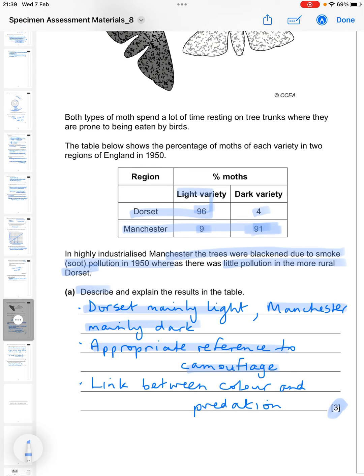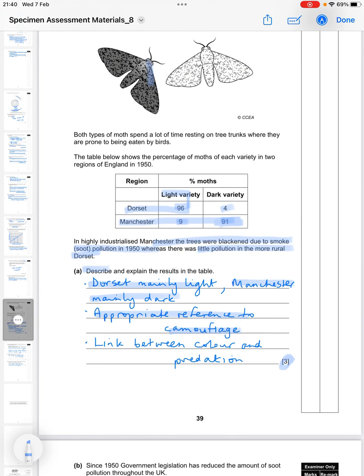So what that means, and sometimes you'll see that in the mark scheme and not be sure what it means. It means the black moth here is going to be really well camouflaged against the sooty trees, buildings in Manchester, where in Dorset there's no soot. So the white one is going to be better camouflaged against the tree trunk, okay?